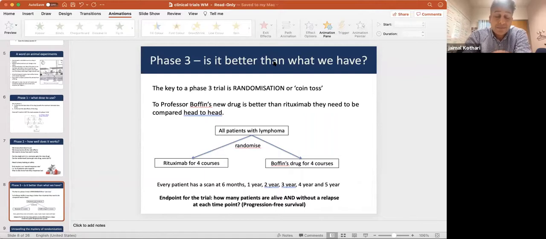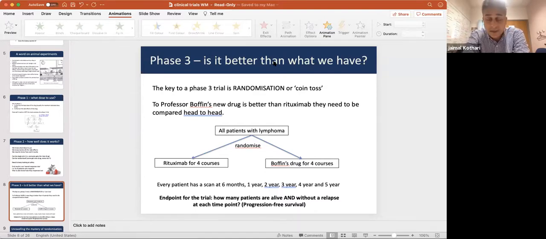Okay. Phase 3 studies are often called the registration studies in cancer. It's a key thing to try and understand: is it better than what we have at the moment? The key to a phase 3 study is randomization. Using rituximab as a standard treatment, you have all patients with lymphoma, or let's say WM, and then you randomize against rituximab, which is a standard treatment, or you use this new drug.